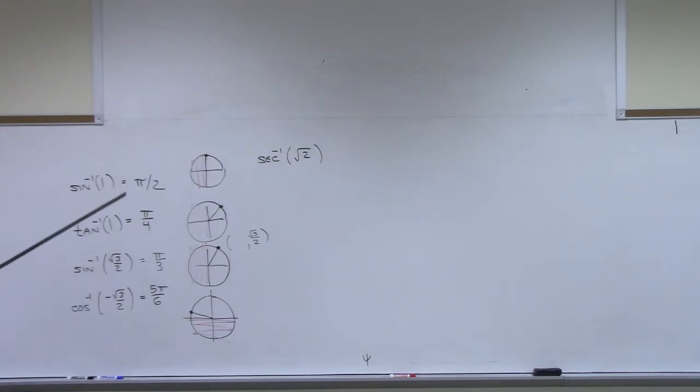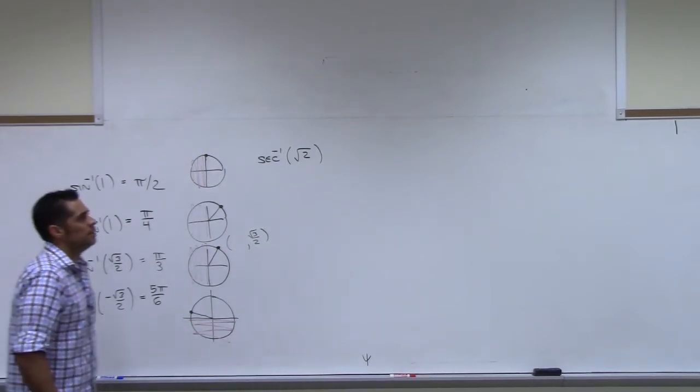Let's do this one, okay? What is this one saying? Where is secant root of 2? Yes? Where is secant root of 2? So arc of secant is cosine.